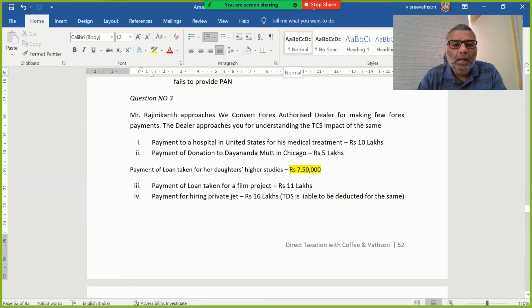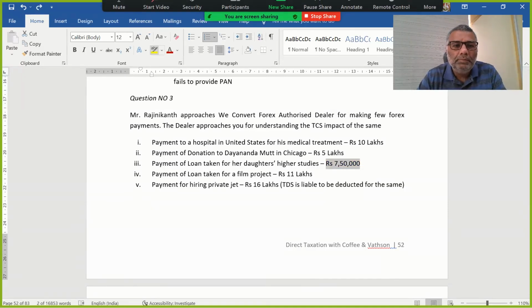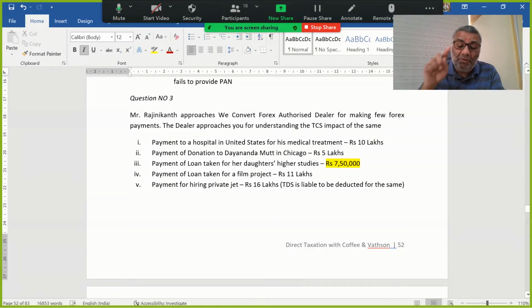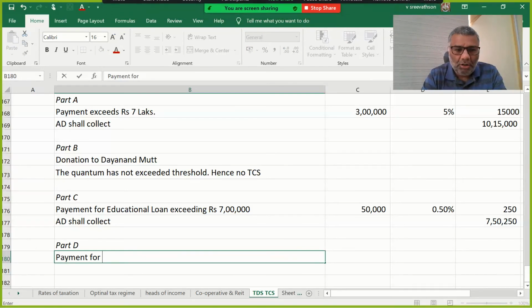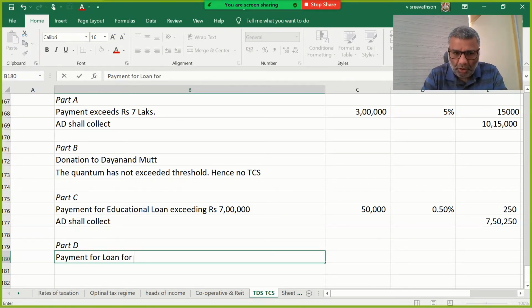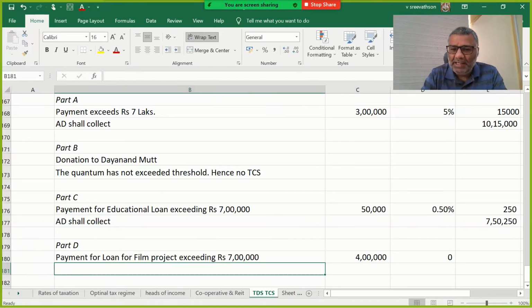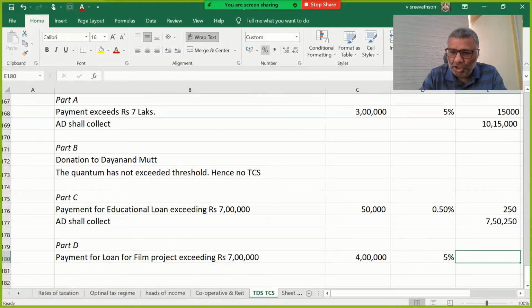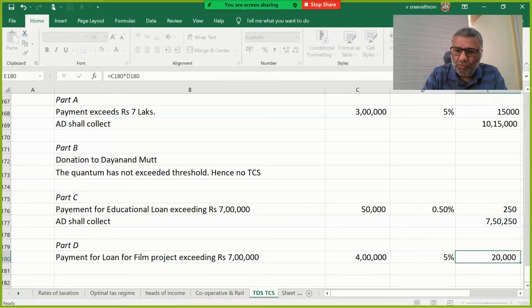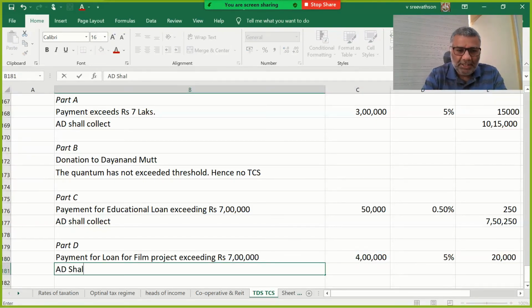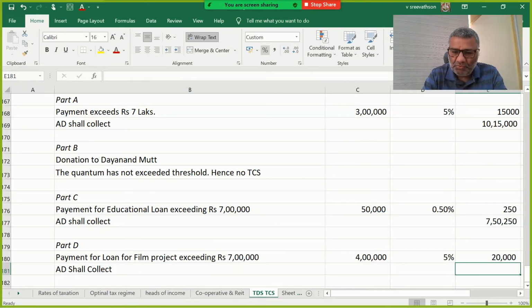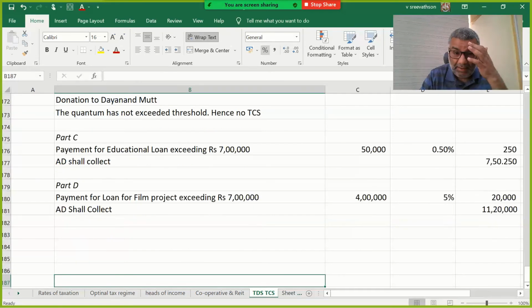Payment for loan taken for a film project. Payment for loan for film project exceeding rupees 7 lakhs. How much is that total? 11 lakhs. So that is 4 lakhs. Inga 5%. It is not education. So 5%. 4 lakh into 5%, 20,000 AD shall collect. The 11 lakhs which they have to collect plus this 20,000, 11 lakh 20,000.